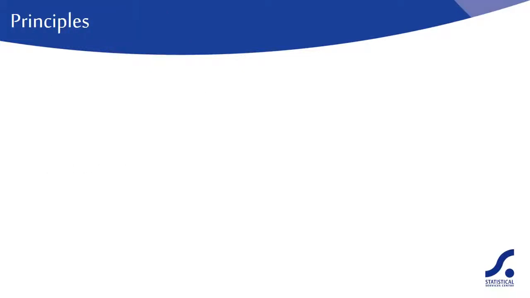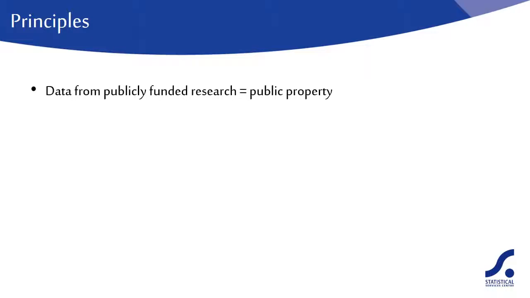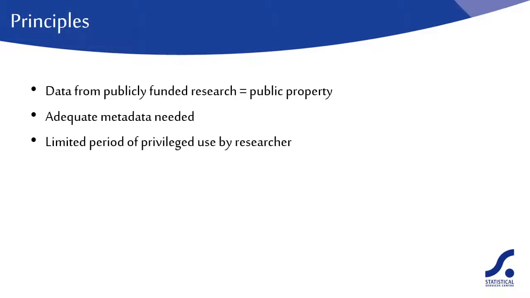General principles for archiving might include that publicly funded research data are a public good which should be made openly available in a timely and responsible manner. Sufficient metadata should be recorded and made available to enable others to understand the research and the potential reuse of the data. Researchers should have a limited period of privileged use of the data collected to enable them to publish the results of their research. This time might vary, but is expected to be no longer than 2 years. All users of the data should acknowledge the sources of their data and abide by the terms and conditions under which they are accessed.